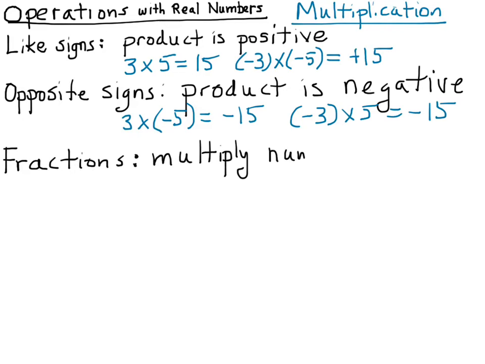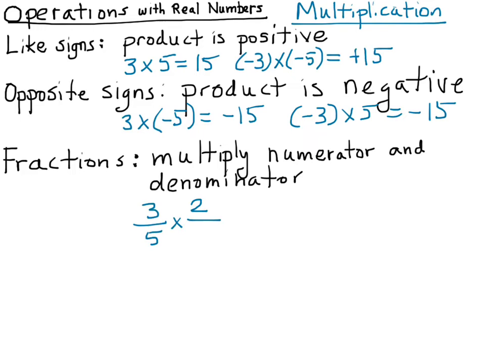Fractions, unlike adding fractions where you just work on the numerator once you have a common denominator, you don't need a common denominator, but you multiply both the numerator and the denominator. So 3/5 times 2/7 is 6/35.